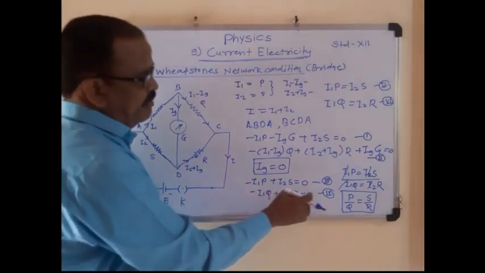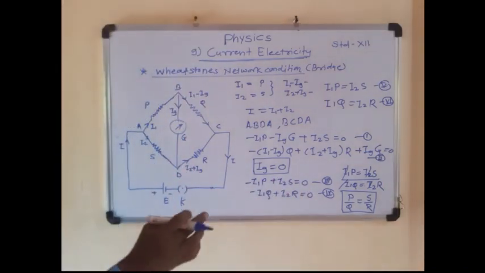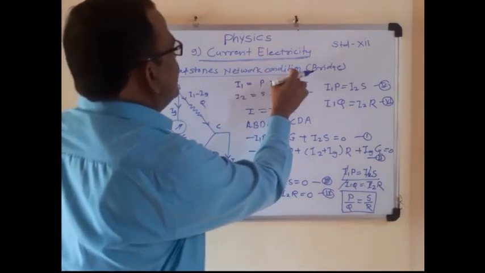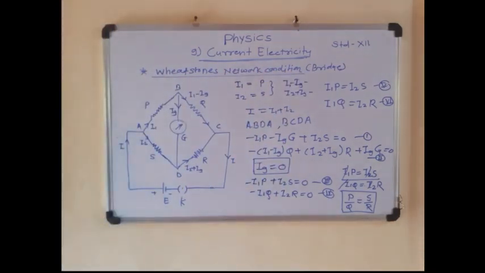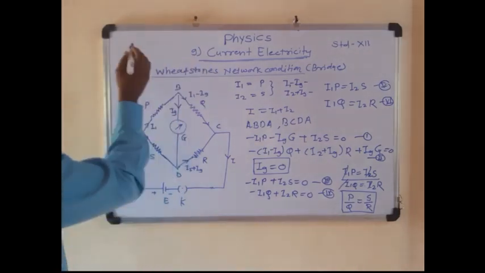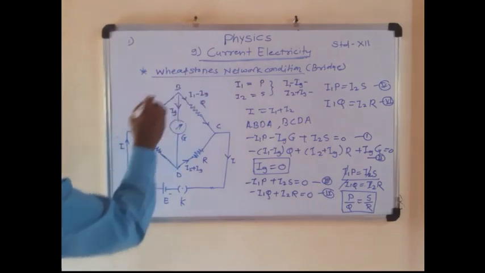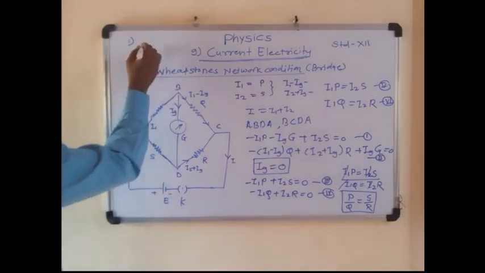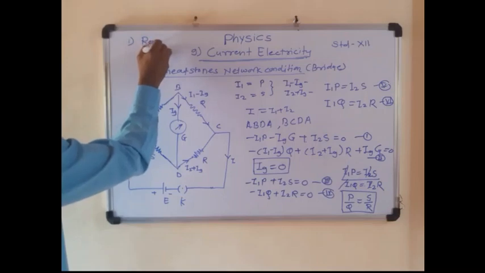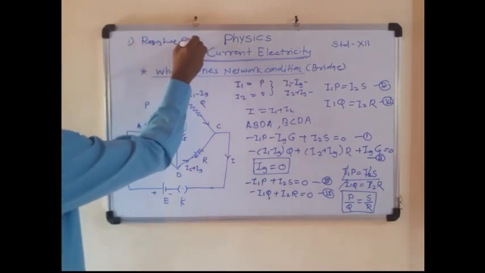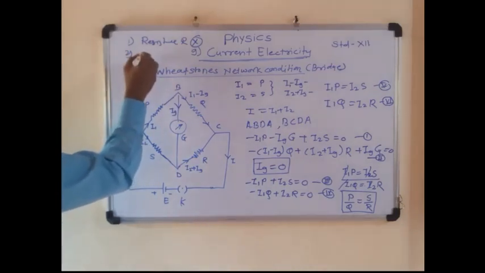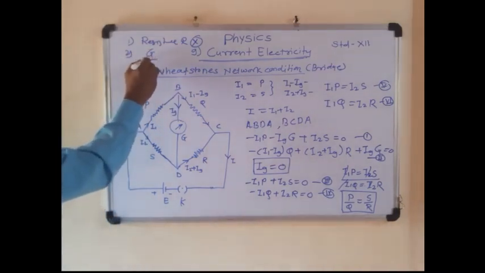Next point, we have to explain the idea about the Wheatstone's meter bridge. Before going to the meter bridge, we have to explain the uses of Wheatstone's bridge. First, the Wheatstone's network condition is used for measurement of unknown resistance. Second, it is used to determine the resistance of the galvanometer G.